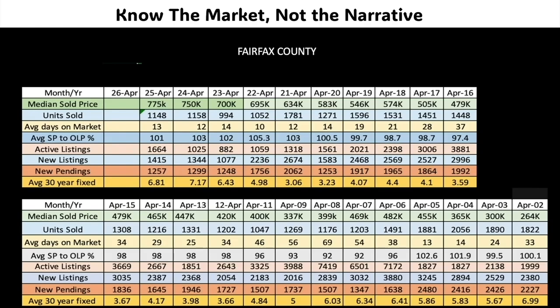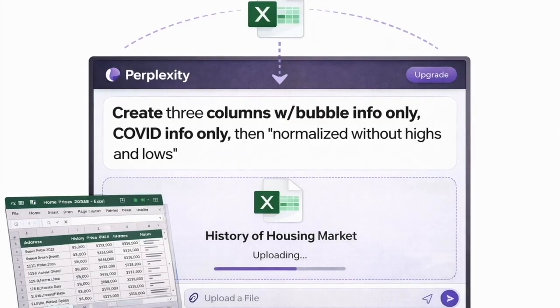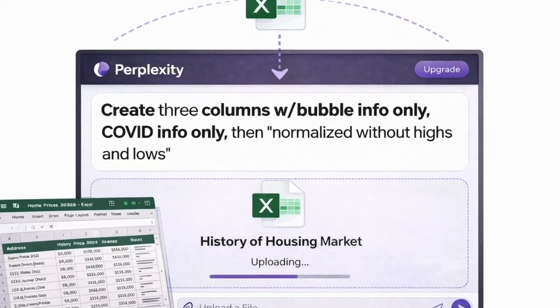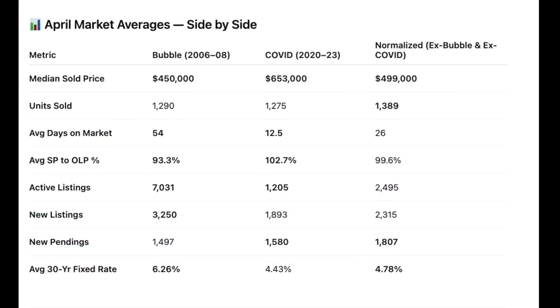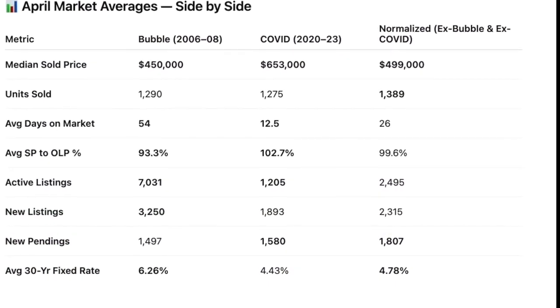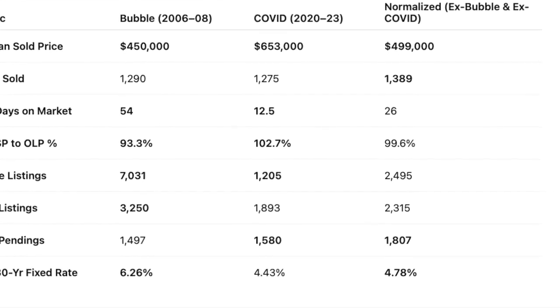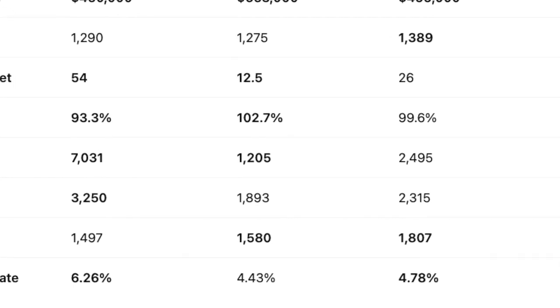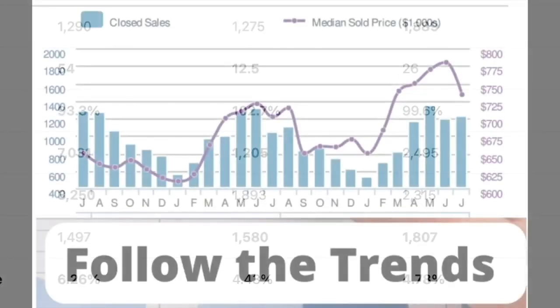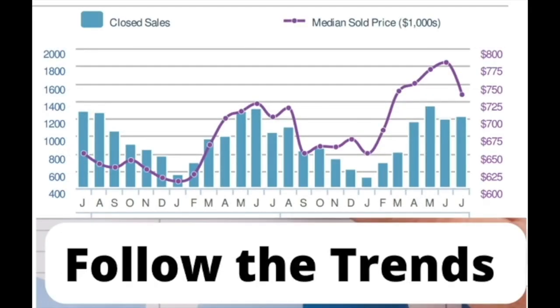I then put that information into Perplexity and ask it to pull out any data that I want. As you can see here, I pulled out all the information excluding the highs and the lows, basically removing the pandemic and the big bubble that happened before, when we had almost 7,000 listings on the market. And what is the norm? What's going on? So I can see, are we changing? And I can give my clients a little bit of a heads up: look, this is what the standard has been for the last 20, 25 years.